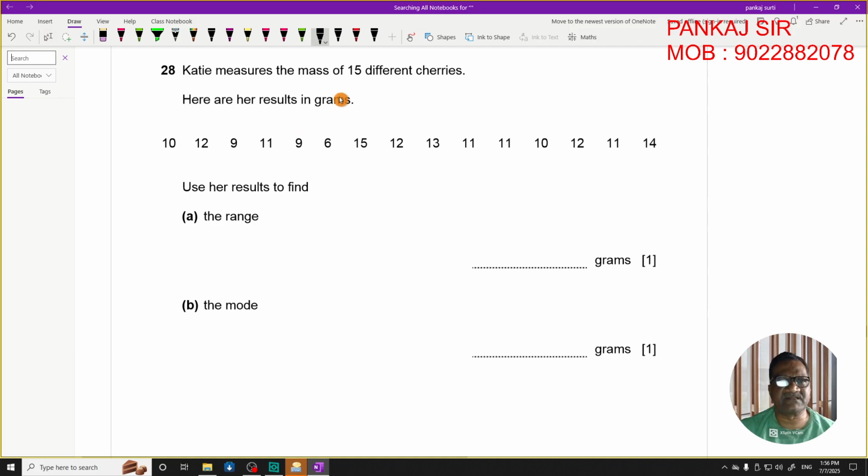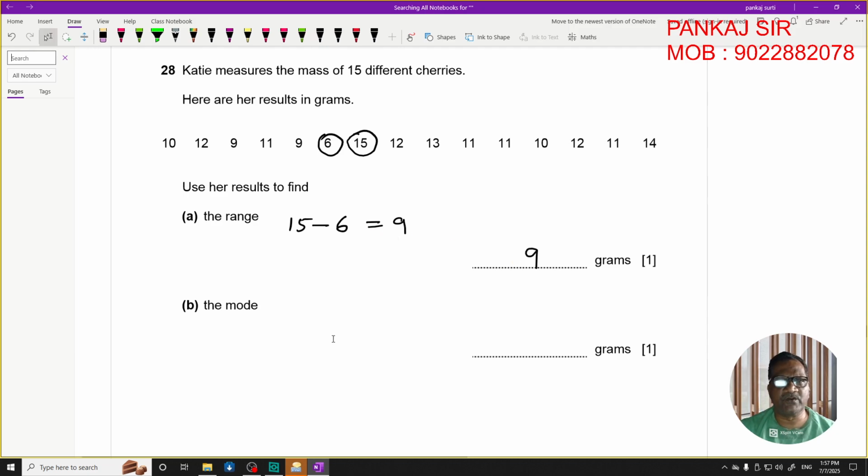Now KT measures the mass of 15 different cherries, and here are the results. Use her result to find the range. Now range is the highest observation take away the lowest observation. So here the highest observation I can see is 15, and the lowest observation is 6. Okay, so range will be 15 take away 6, which is 9. So 9 grams is the range of our observation.